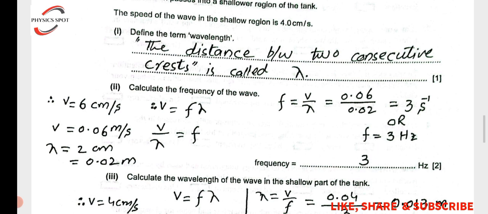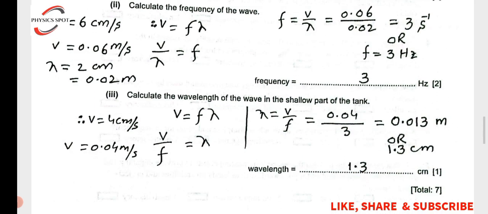We know V is equal to F lambda. V is 6 centimeter per second, so in meter per second we write 0.06 meter per second. Lambda is 2 centimeter, that will be 0.02 meter by conversion. So F will be equal to V by lambda. Putting the values of V and lambda, we get 3 per second or 3 hertz. Frequency will be 3 hertz.